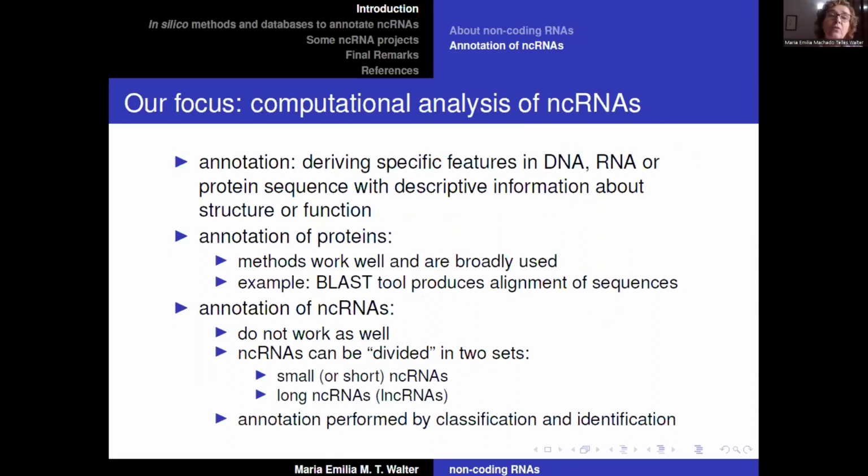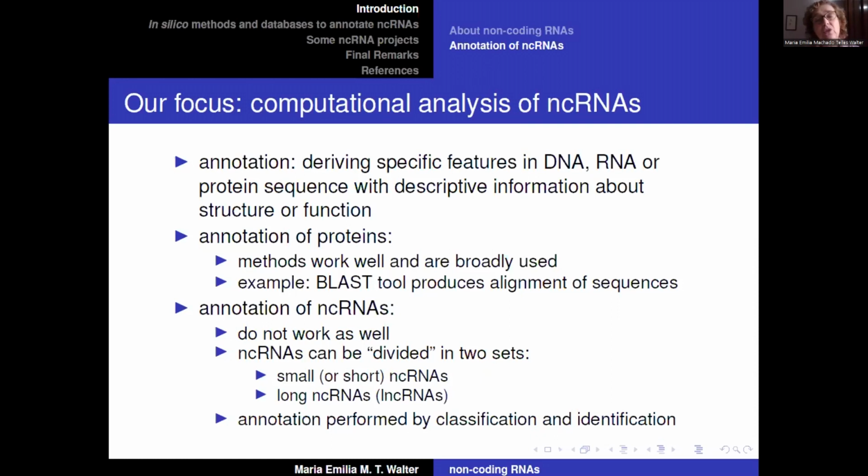In this talk, we are concentrated on this task of annotation. To annotate sequences means to find or to derive a specific feature in sequences of DNA, RNA, or proteins that informs the structure or function of these sequences in the molecular system.